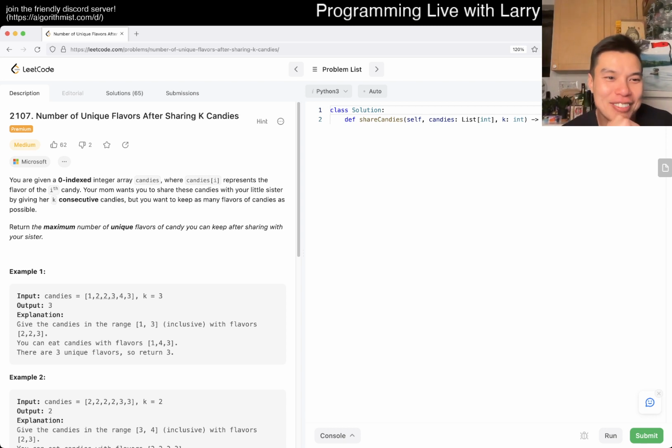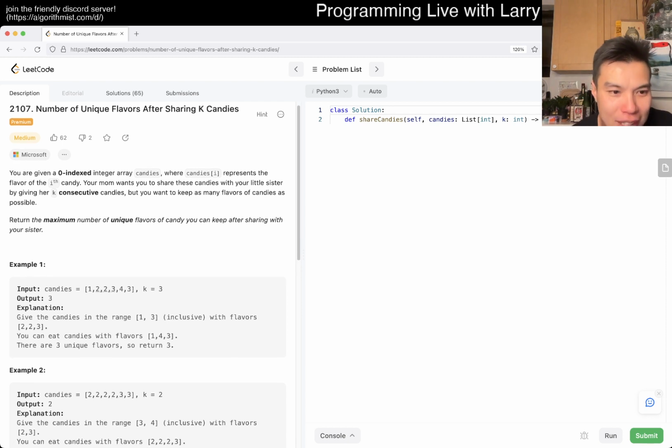Anyway, so you're given a 0-indexed integer array candies, where candies[i] represents the flavor of the ith candy. Your mom wants you to share these candies with your little sister by giving her K consecutive candies, but you want to keep as many flavors of candies as possible. Return the maximum number of unique flavors of candies you can keep after sharing with your sister.